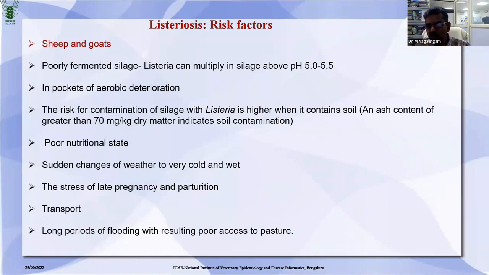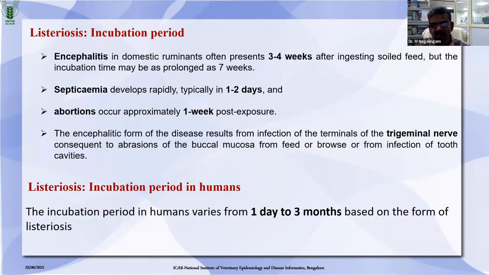Among the host factors, it is important that the immunity of the animals should be high. If immunocompromised animals are present in the herd, they are the first targets for these kinds of organisms. Also, stress during late pregnancy and parturition, and when the animals are transported, like to pasture land, can let the organism enter the animals. Long periods of flooding and natural calamities, resulting in poor access to pastures, are also factors. So these are some of the factors which influence Listeria infection in animals.